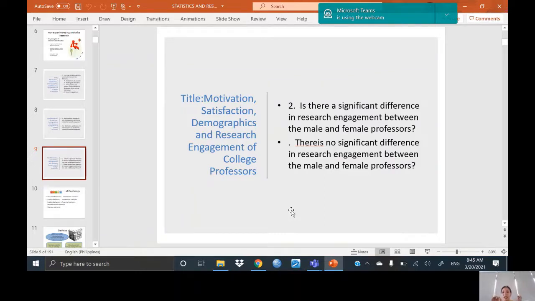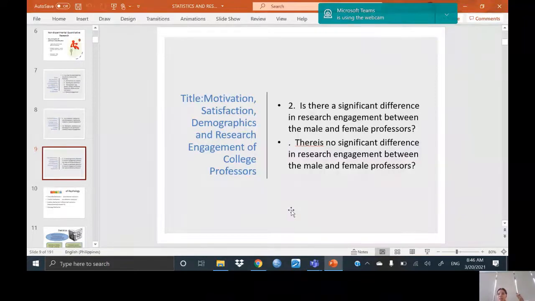And that is why it is called inferential statistics, because you want to know whether the answer to this question can be generalized from the specific sample to the general population. Okay, and whether the significant difference between the male and female professors in the specific sample can be generalized to the whole population.